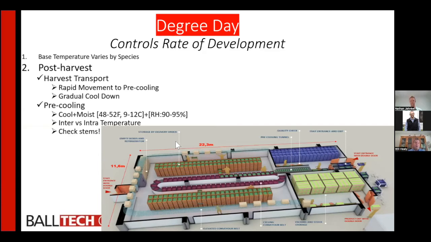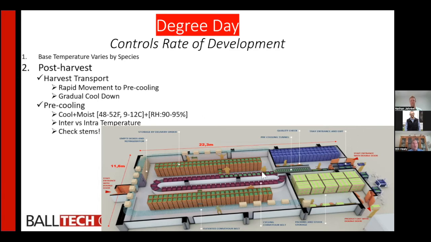And of course, a modern packing shed brings the cuttings in and then puts them through a pre-cooling tunnel, which rapidly drops the inter and, more importantly, the intra temperature down. They're checking the stems to make sure that the temperatures are down and that the humidity is up so that they just don't desiccate those cuttings by running them under very cool temperatures.